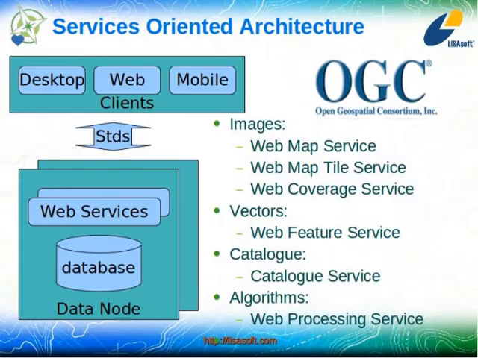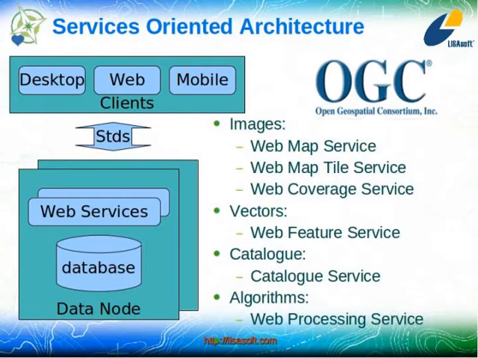The key standard that came out first was the Web Map Service. The Web Map Service is for images. A slight variant on that is the Web Map Tile Service, which delivers these images as specific tiles. You'll probably notice that when you look at Google Maps, the images come down as specific tiles as they come through.